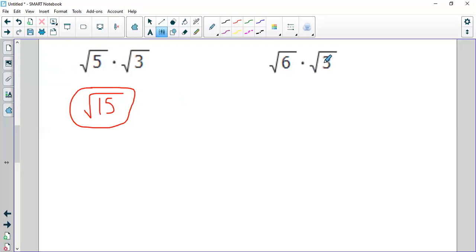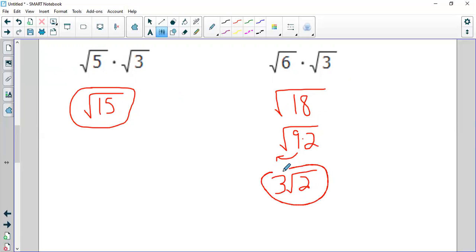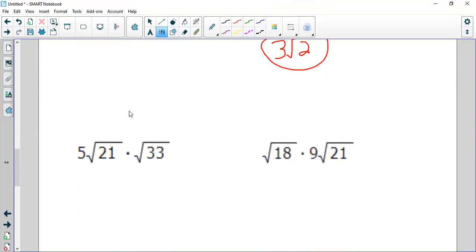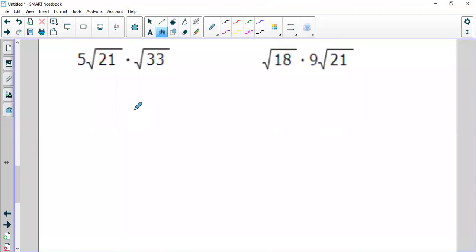This guy, not so much. Square root of 6 times square root of 3. I'll multiply them and get square root of 18. And now 18 does have a perfect square factor, and that perfect square factor is 9. So break that 18 down into 9 times 2, the same way we just got done doing the last couple days. And now that 9 will come out and become a 3 radical 2. All right, pretty simple to start. Let's mix it up a little bit, throw in some coefficients, and some bigger numbers too.